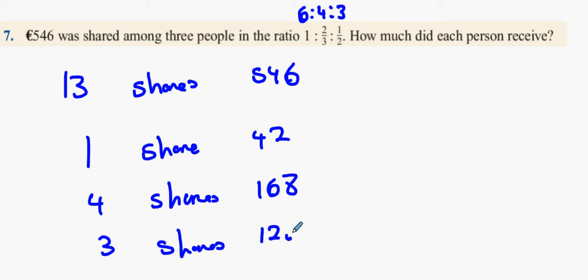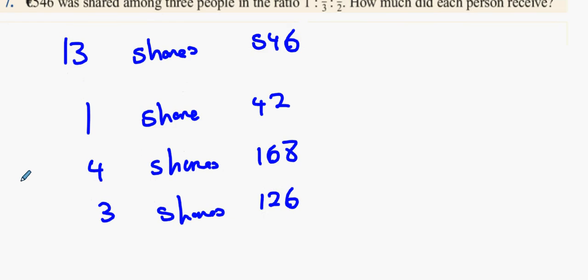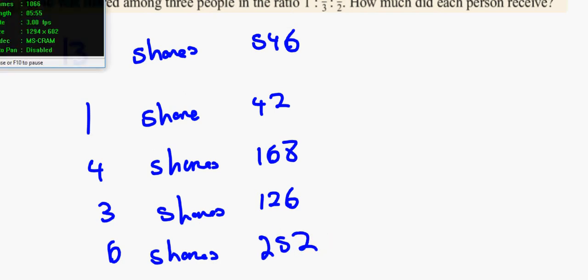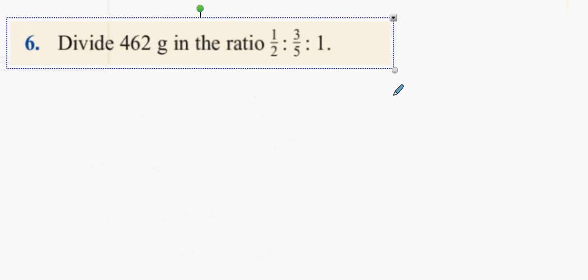26. Okay. And finally, 6 shares. So 6 by 42? 252. These are weightings. I see it's a fraction.